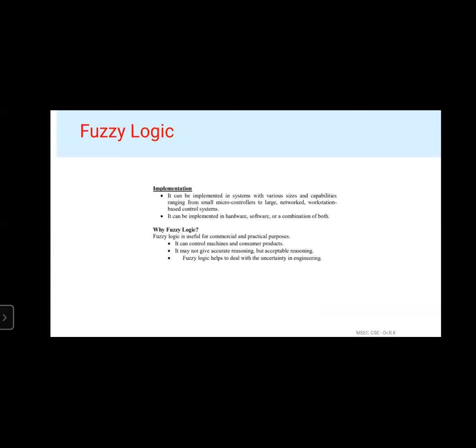Now, why to use fuzzy logic? Fuzzy logic is useful for commercial and practical purposes. It can control machines and consumer products. It may not give accurate reasoning, but it will give acceptable reasoning. Fuzzy logic also helps in dealing with the uncertainty in engineering. So these are some of the reasons why we have to use fuzzy logic.